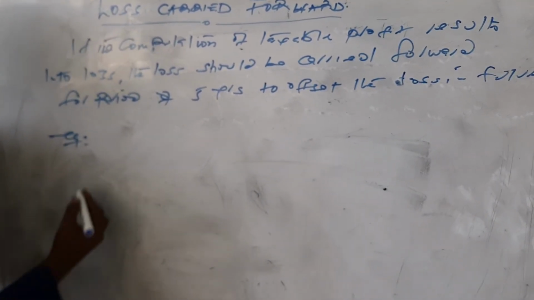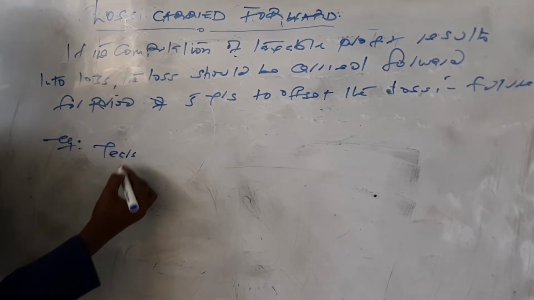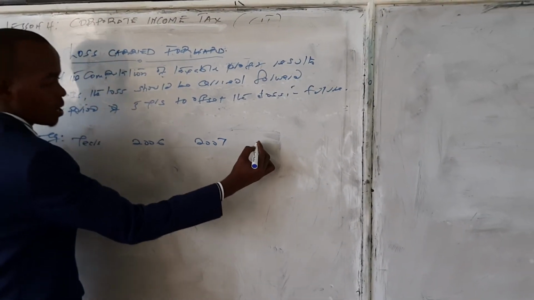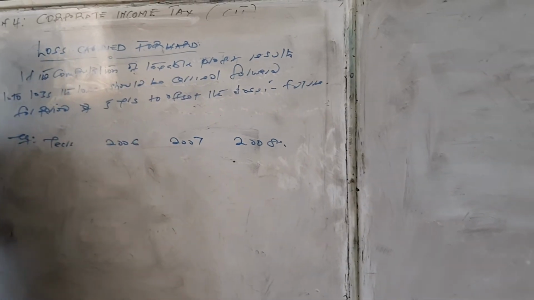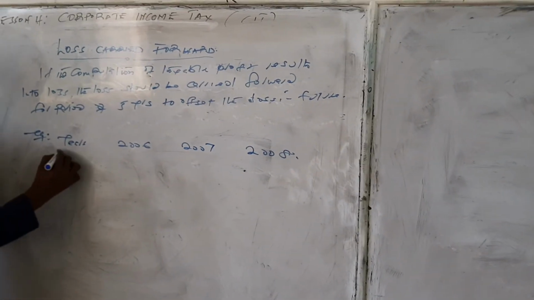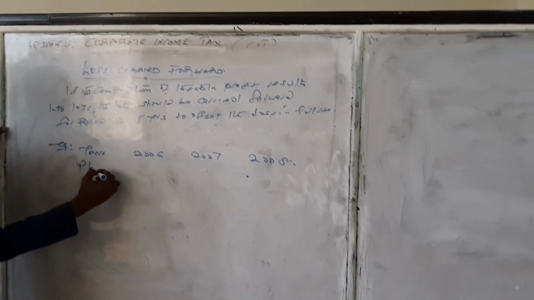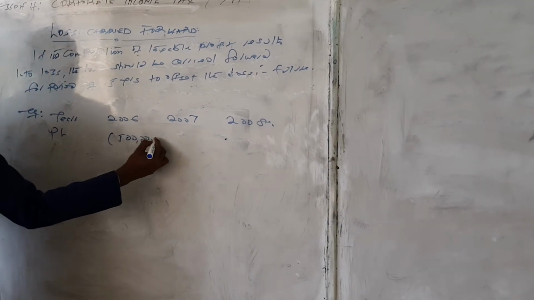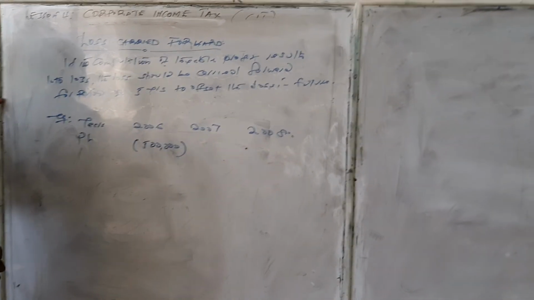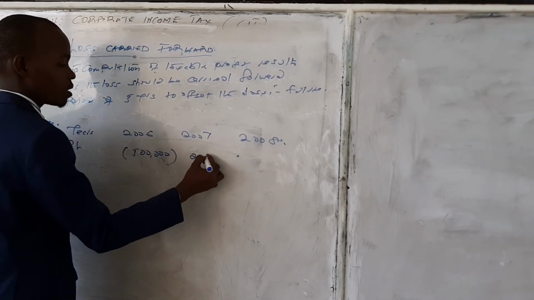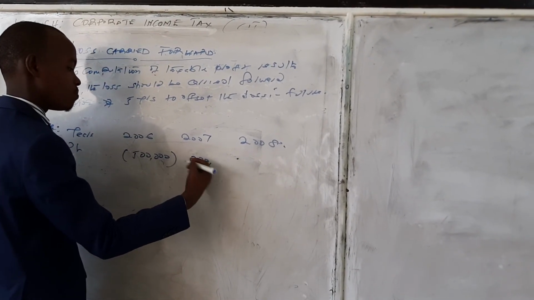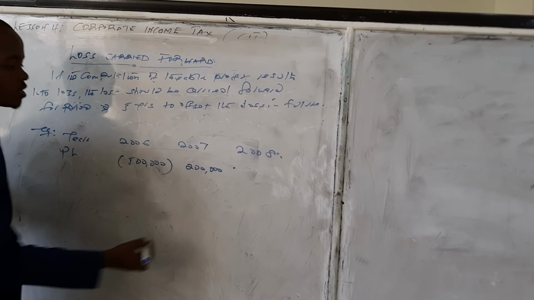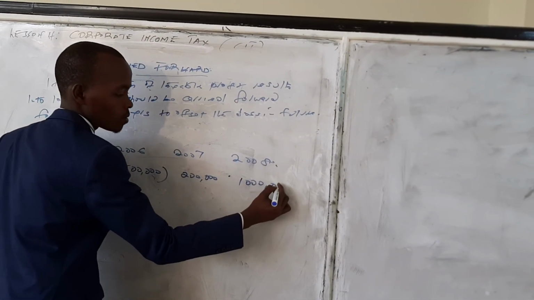First of all, we have the years here. We have 2006, 2007, and 2008. These are the 3 years. The P&L here was showing that in 2006 we made a loss of 500,000. In 2007, this businessman made a profit of 200, and in 2008 he made a profit of 1 million.